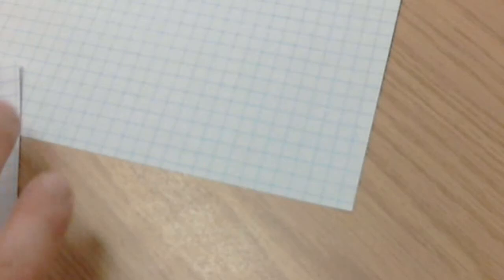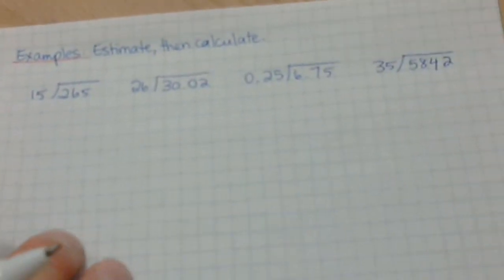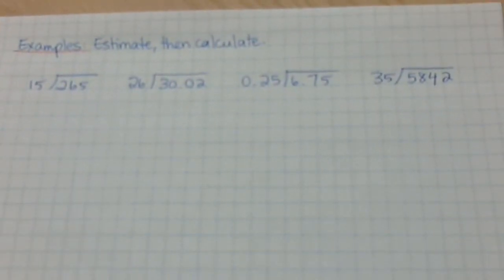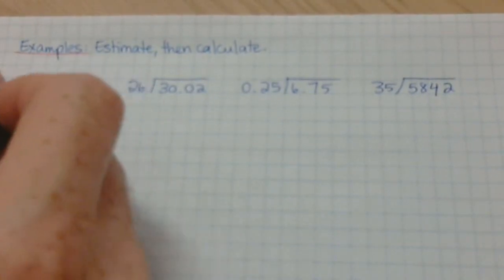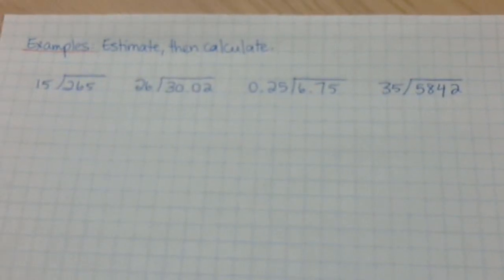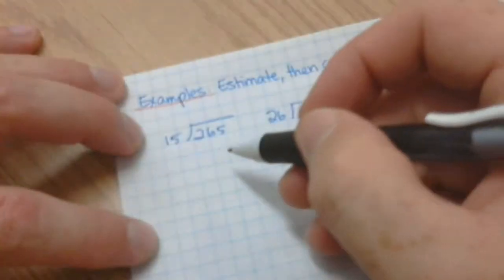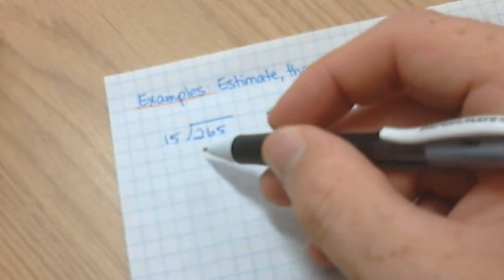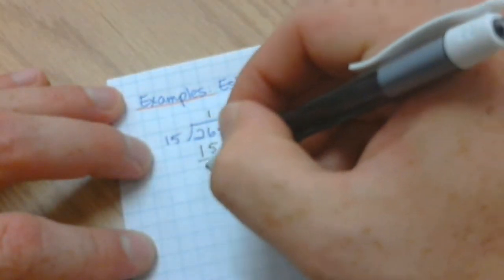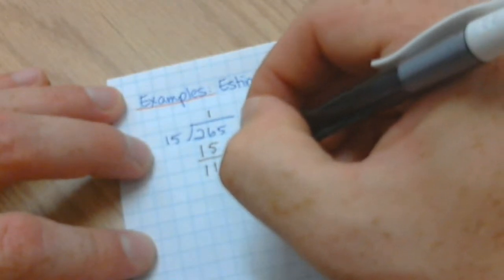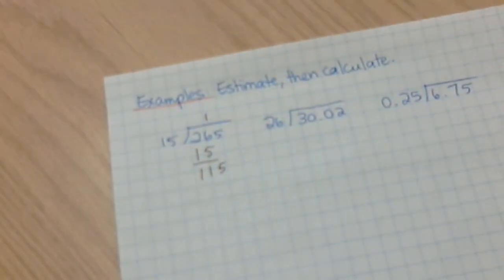I'm going to show you a few more examples, and hopefully help us clarify some of this stuff. So our first one here is 265 divided by 15. They're both whole numbers, we don't have to make any changes. So 15 goes into 26 once. 26 minus 15 is 11, and then carry the 5 down.